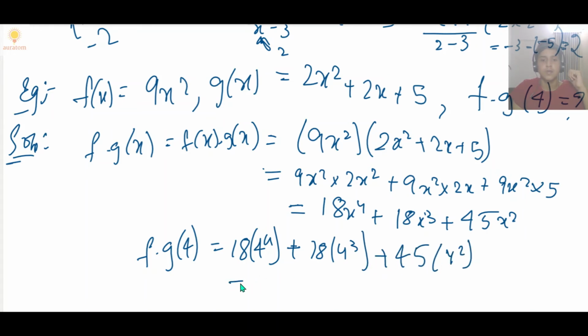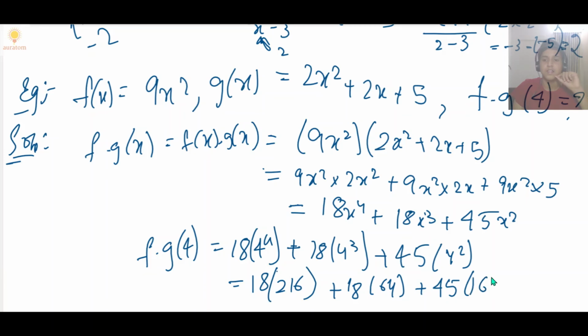So 18 into 4 power 4 is, I think, 216, yes, 216 plus 18 into 4 cube is 64 plus 45 into 4 squared is 16. Calculate this answer yourself, I can't calculate this. So this is the final answer to the question f into g of 4, right? So now let's move on to another question.